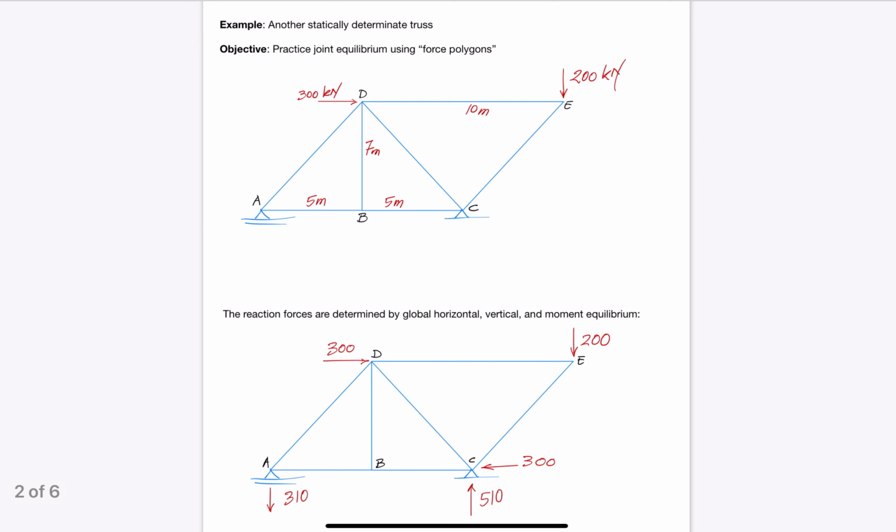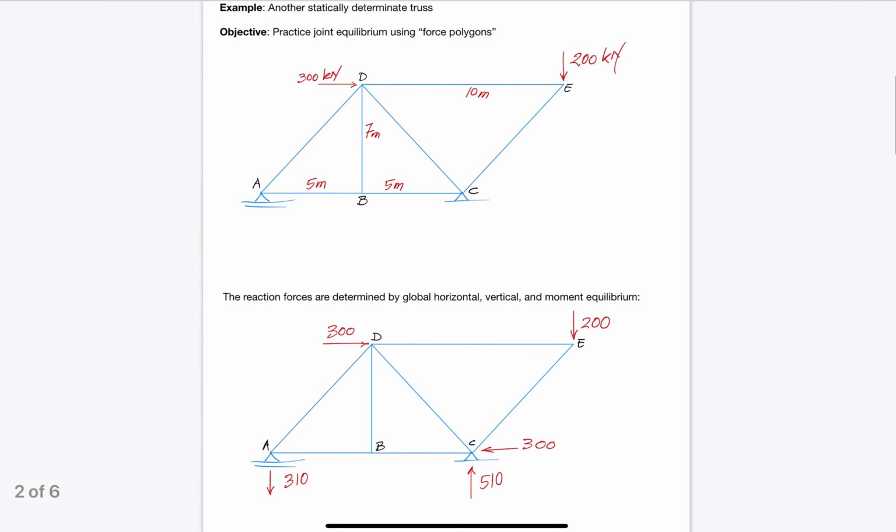Sum of moments about A or C, plus horizontal and vertical equilibrium, gives the reaction forces shown in this figure. Notice that the reaction at point A is a downwards acting force because the external loads try to topple the entire truss about point C. Next, we consider equilibrium at point E again.